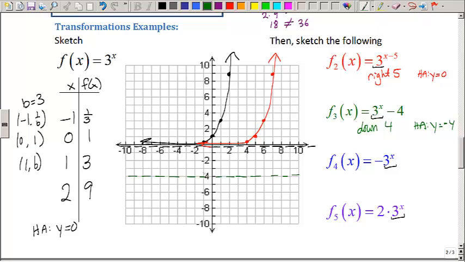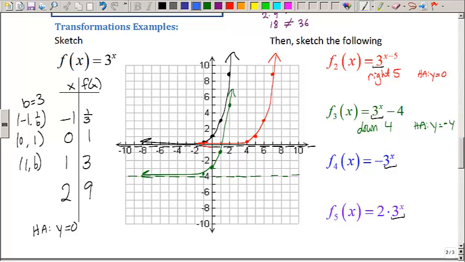So I shift down each of these 4 units, 1, 2, 3, 4. And then I can sketch my green graph of 3 to the x minus 4. It does look like the black function has been shifted down 4 units.